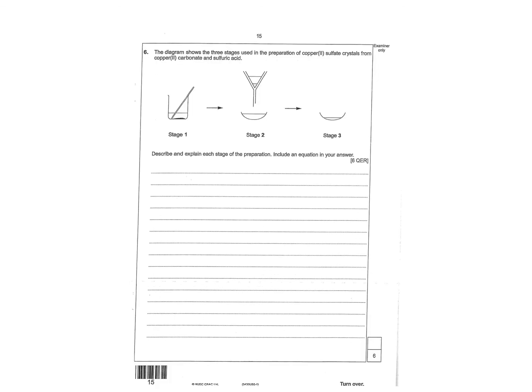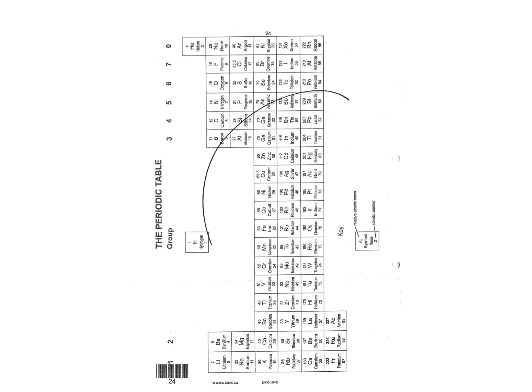Again, there's a bit of paper at the back for just extra questions. Ignore that, because that's just pinged up. And then you get a periodic table and a table of ions, so make sure that you're using them.